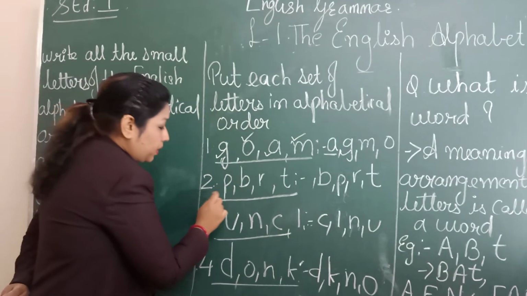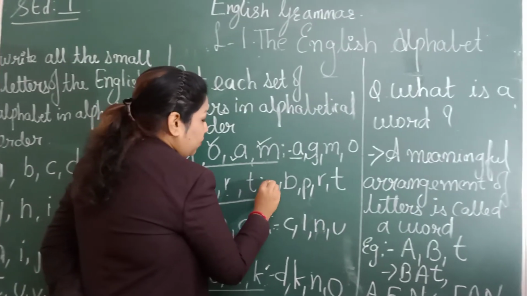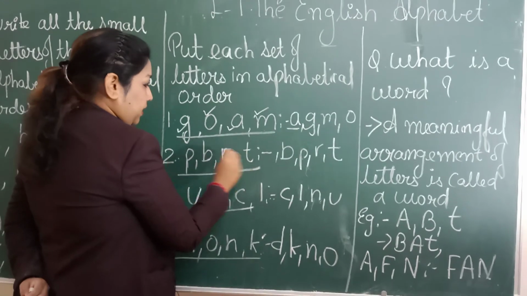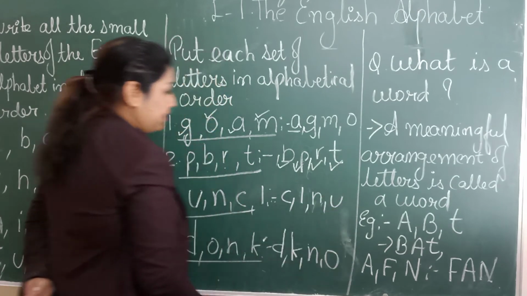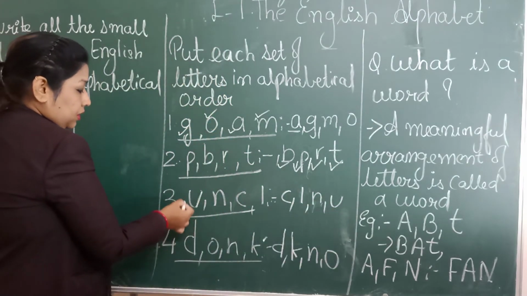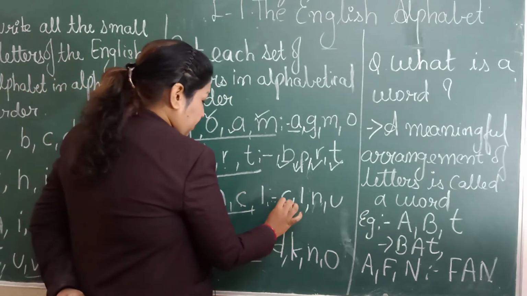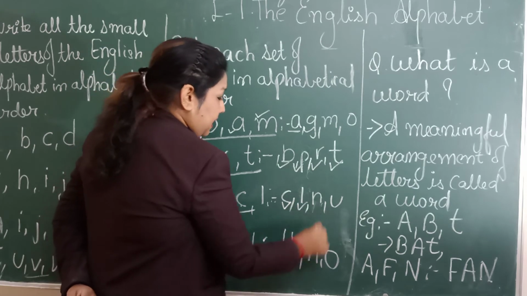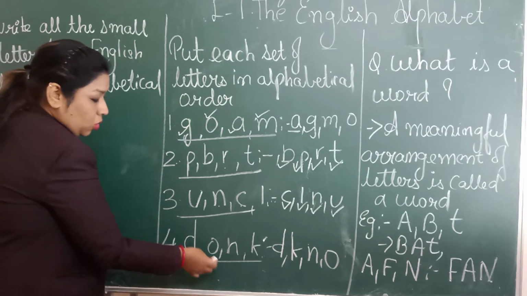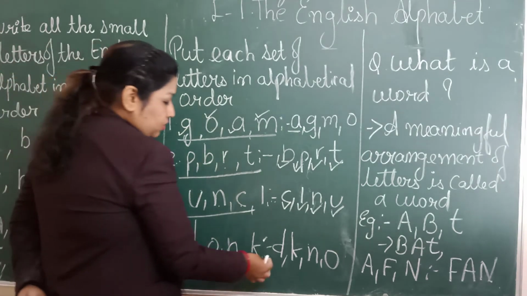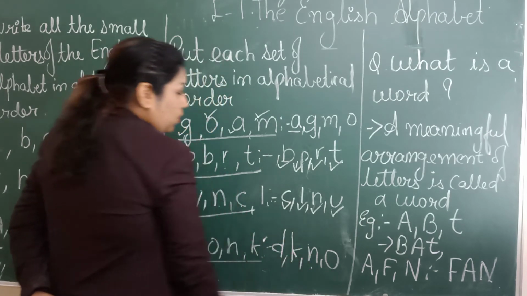Right? Now, the second one is P, B, R, T. So, if you want to put in sequence, the first letter will come B, then P, then R, then T. Now, the third one is U, N, C, L. So, first C, then L, then N, and then U. The fourth one is D, O, N, K. And the first letter will come D, then K, then N, then O.